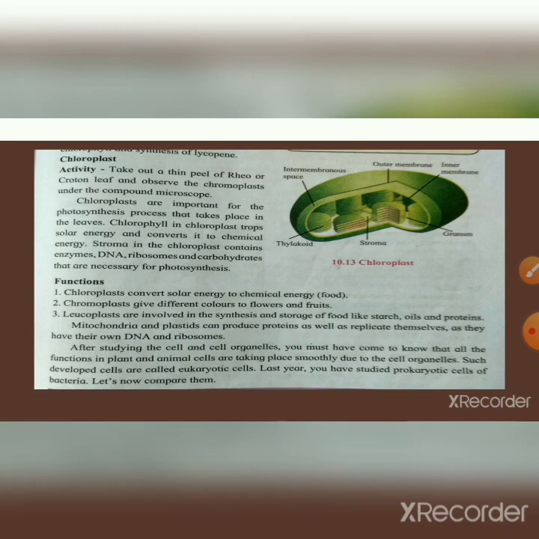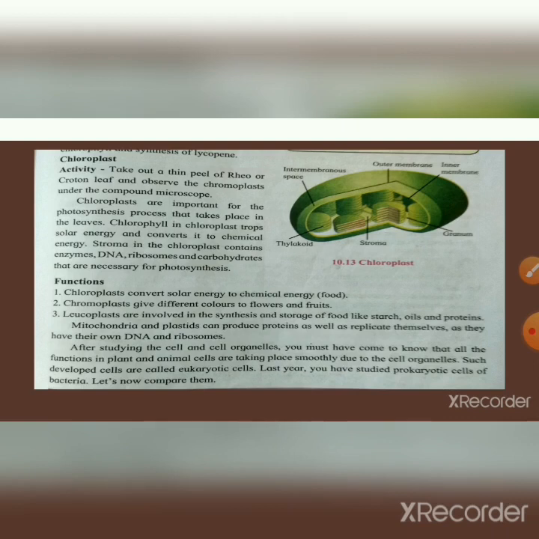Chromoplast gives different colors to flowers and fruits. Leucoplasts are involved in the synthesis and storage of food like starch, oil and proteins. Mitochondria and plastids can produce proteins as well as replicate themselves, as they have their own DNA and ribosomes.